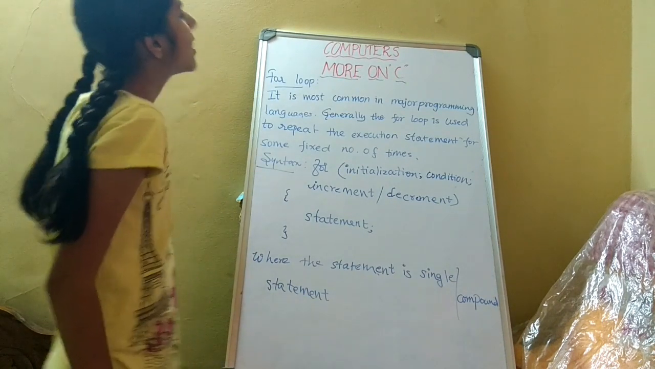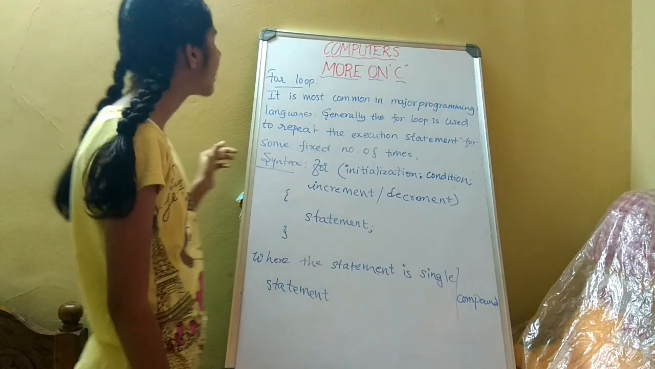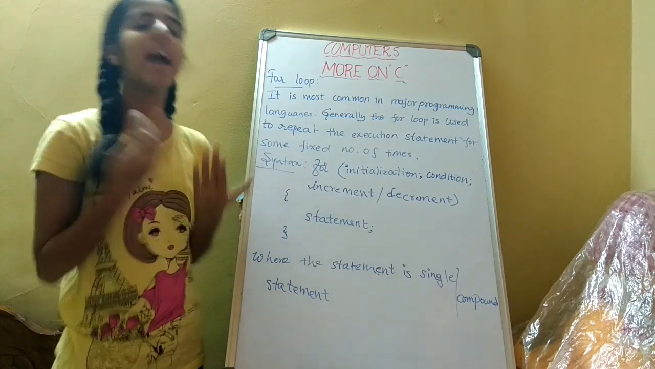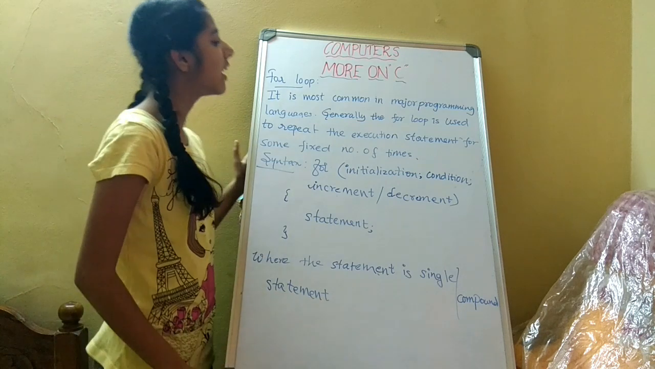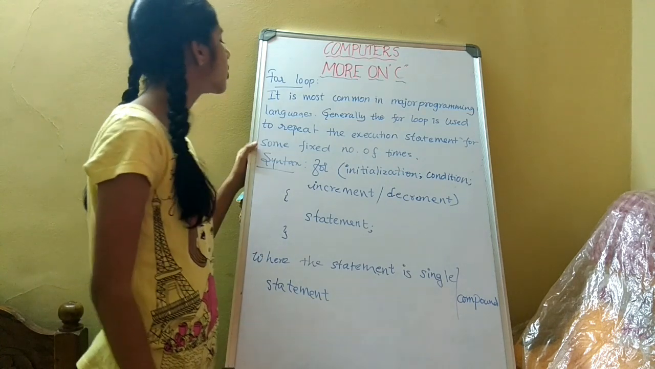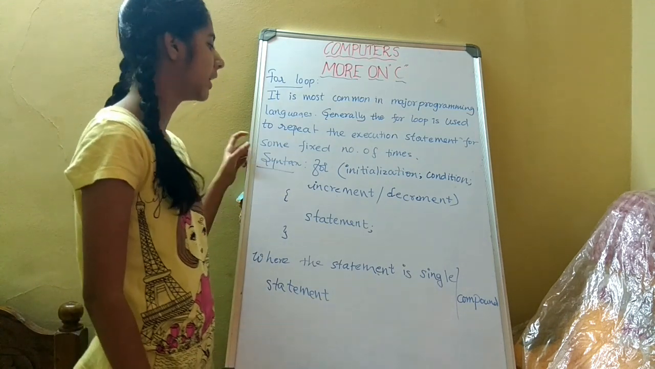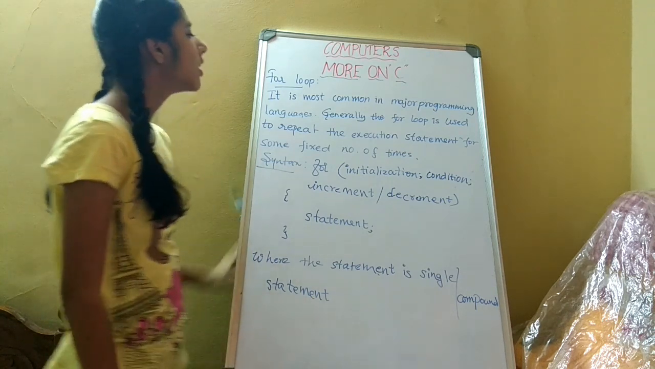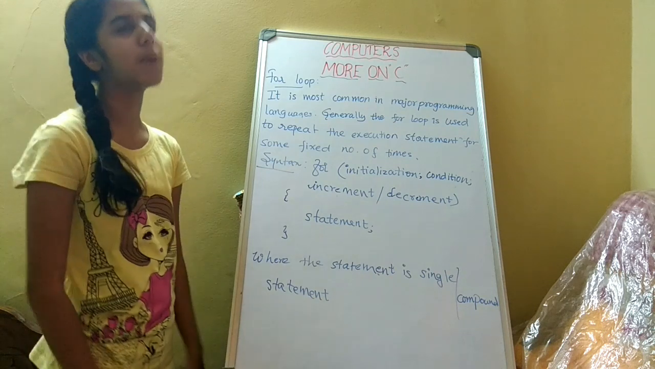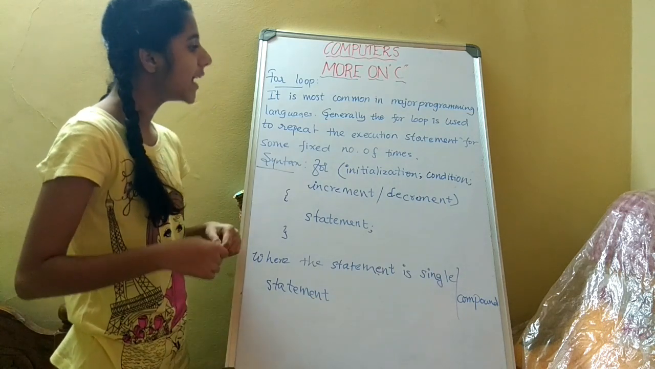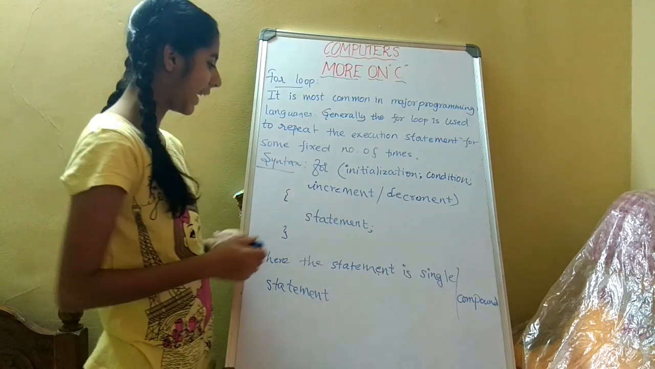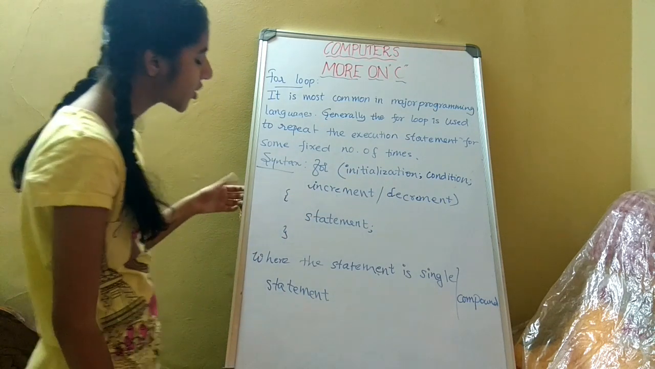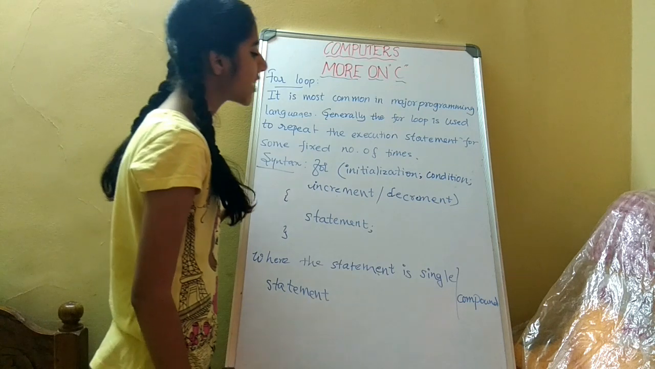For loop. It is the most common in major programming languages. Generally, the for loop is used to repeat the execution of a statement for some fixed number of times. Syntax: for (initialization; condition; increment/decrement) statement.